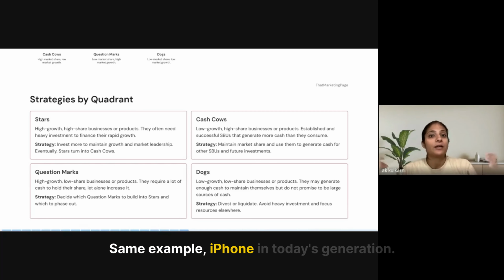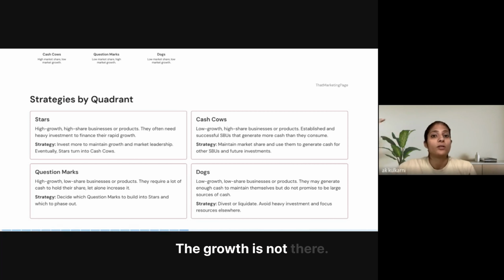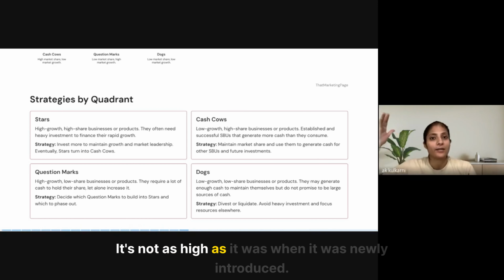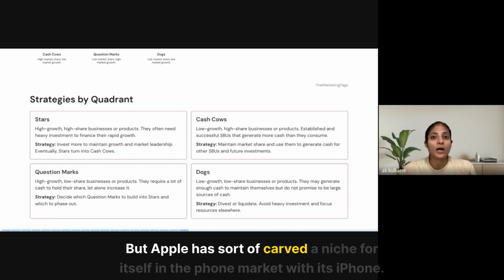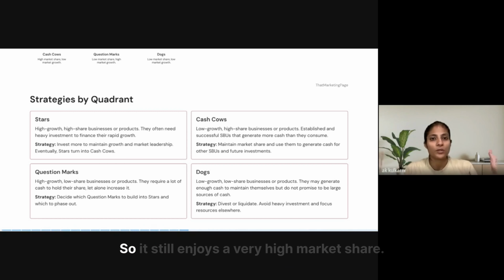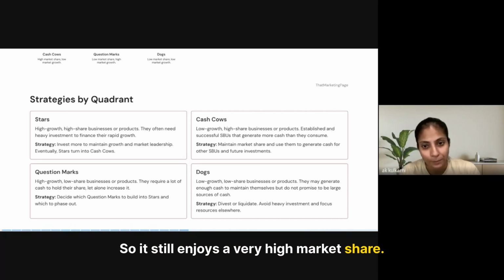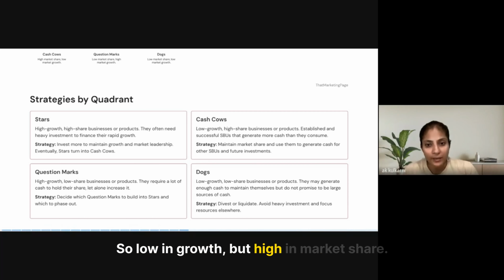Same example, iPhone in today's generation. The growth is not there. It's not as high as it was when it was newly introduced. But Apple has sort of carved a niche for itself in the phone market with its iPhone. So it still enjoys a very high market share. So low in growth but high in market share.